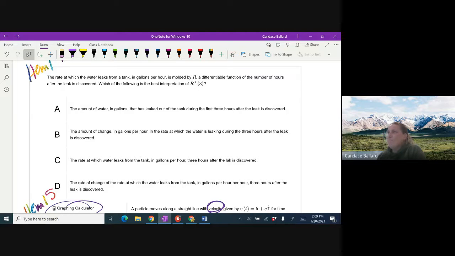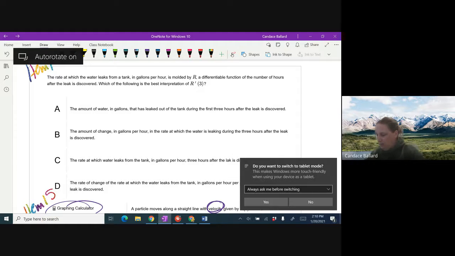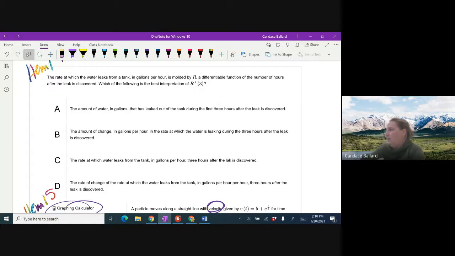Okay. All right, so the rate at which the water leaks from the tank in gallons per hour is modeled by R, a differentiable function of the number of hours after the water is discovered. So when we see the word rate, what does that mean in calculus? Yep, we mean derivative. So that means derivative at which the water leaks from the tank, right? And they even gave us a measurement. That was nice of them.